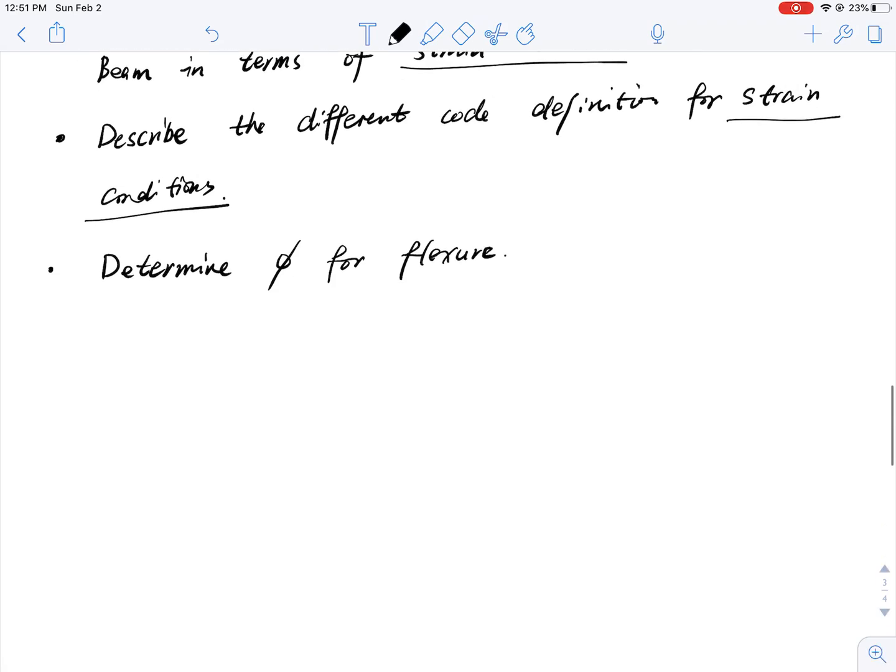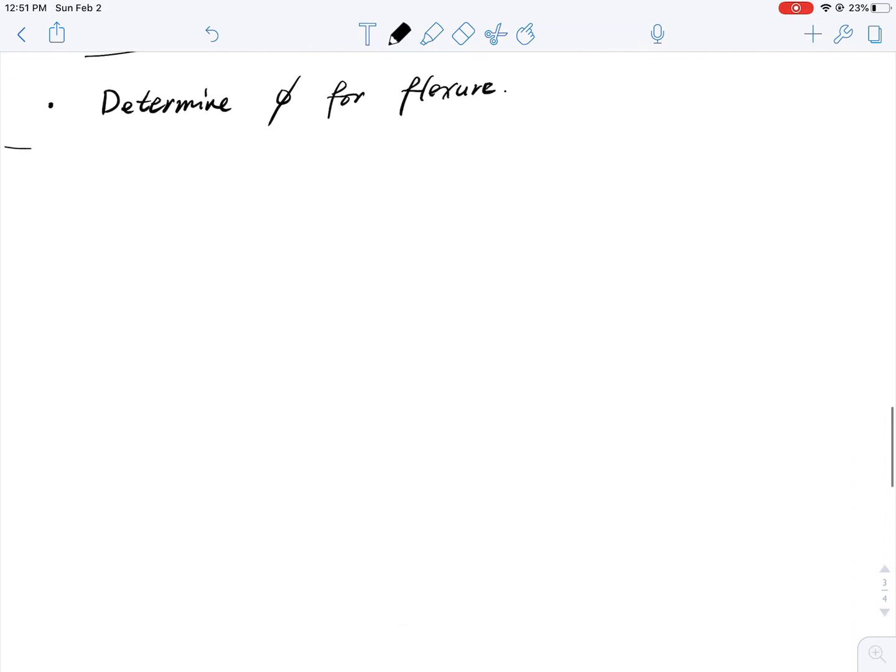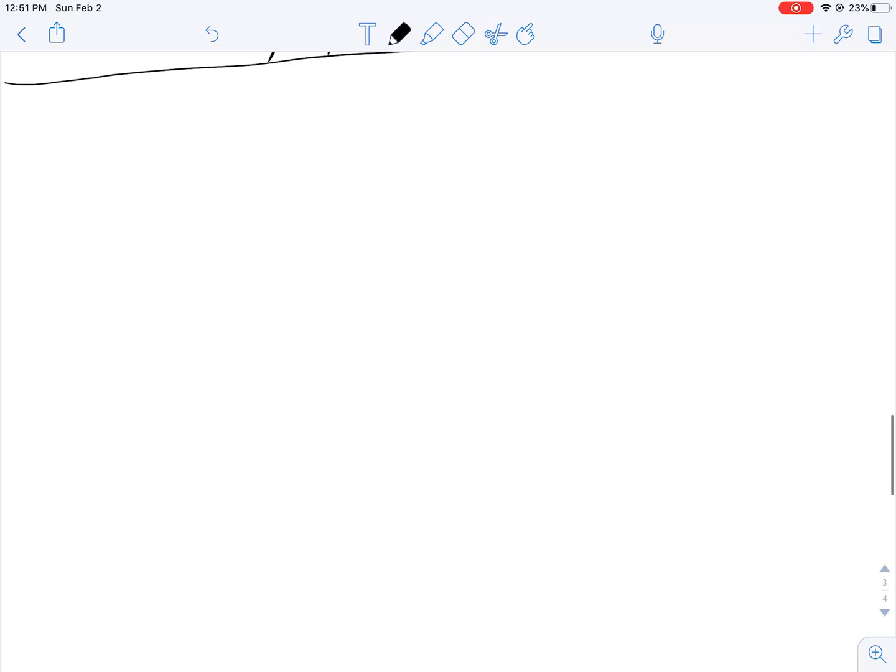Okay, so these are the objectives of today's lecture. How will the beam fail? The beam will go through an uncracked elastic stage, a cracked elastic stage, and then steel yielding, then failure. It is critical that we keep a balance so that when the concrete reaches compression failure, the steel yields at the same time.